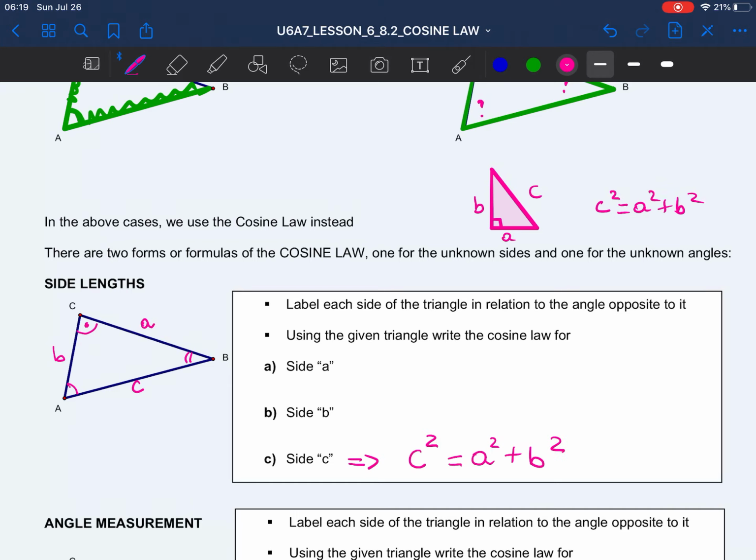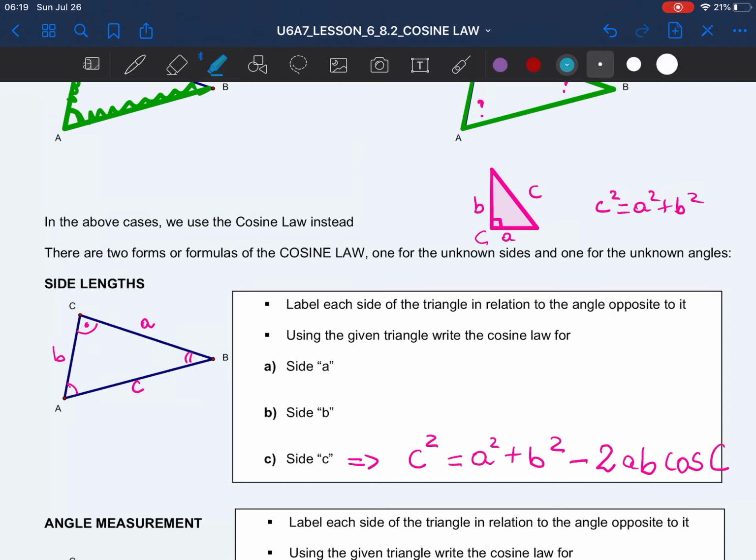But it doesn't end in here. It has another part, and that is due to the fact that angle C is not 90 like it was in here. Then we say minus twice the product of the two sides that you see here, A and B, times the cosine of the angle C.